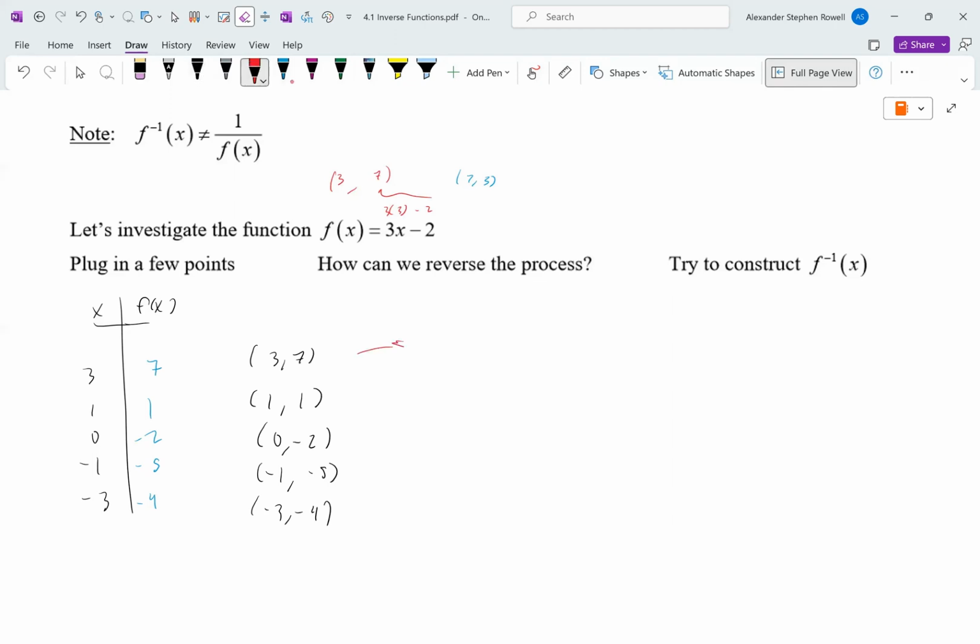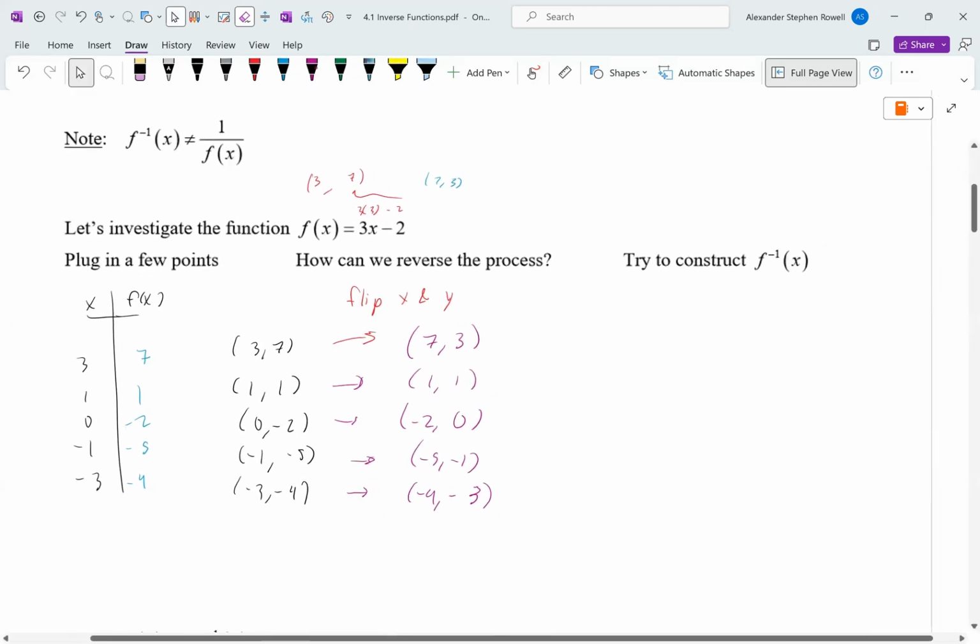How do we reverse the process? Flip x and y to give us (7, 3). (1, 1) is fine, that's the same. (-2, 0). (-5, -1). (-4, -3).